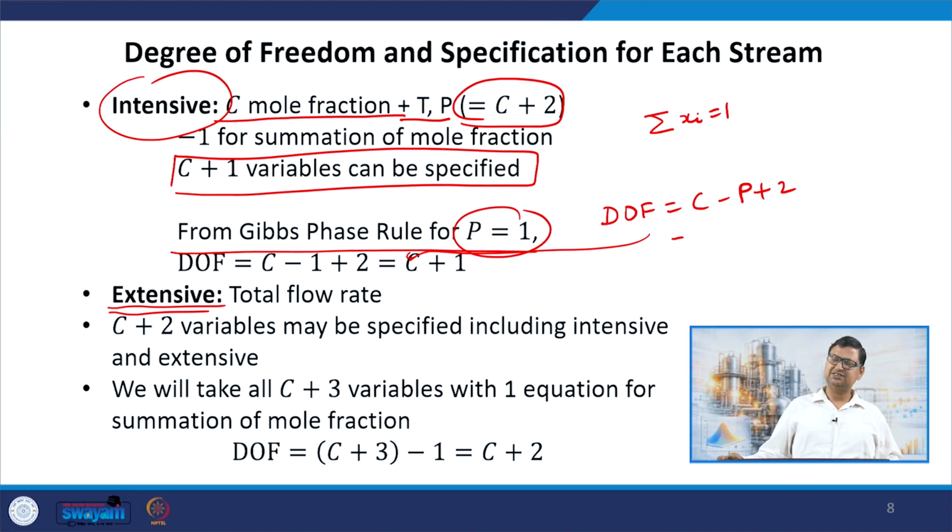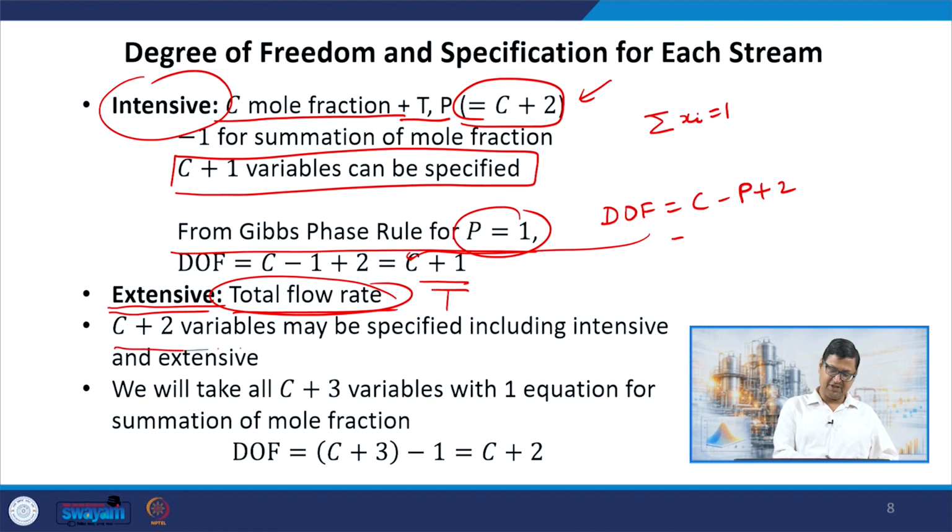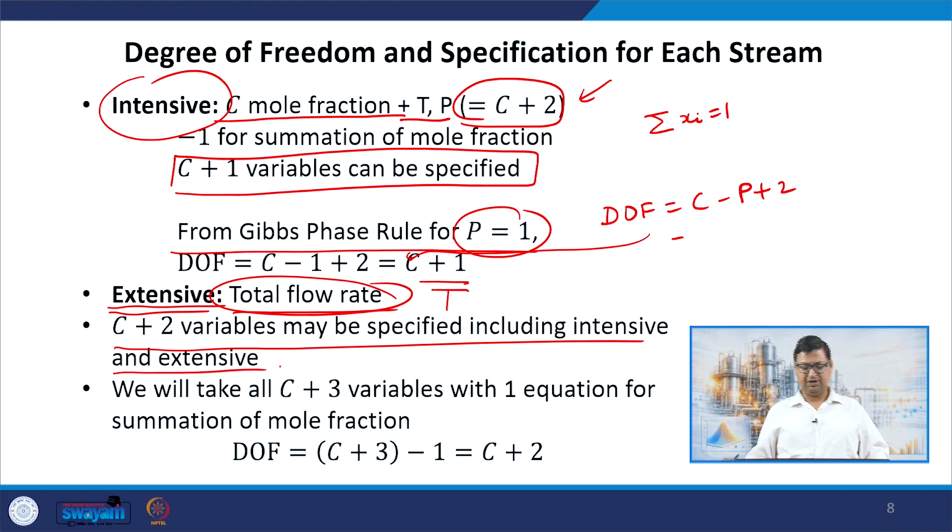For the extensive variable, for every stream we definitely need to specify the total flow rate, because once we specify that, we can find the component flow rate by multiplying the total flow rate by the mole fraction. The mole fraction already has been specified, so we only need the total flow rate in this case. Therefore, in total, we have C plus 1 intensive variables and 1 extra extensive variable. So we have C plus 2 intensive and extensive variables.